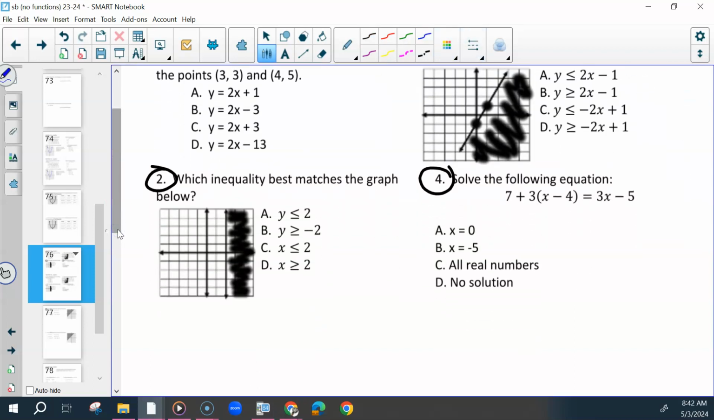In number 2, because this is a vertical line and it's shaded to the right, that has to be an x equals or an x inequality, and that would be everything greater than or equal to, so B. You could also put that into Desmos and double check that, and you should get the same thing, a vertical line shaded to the right. Questions on that one?